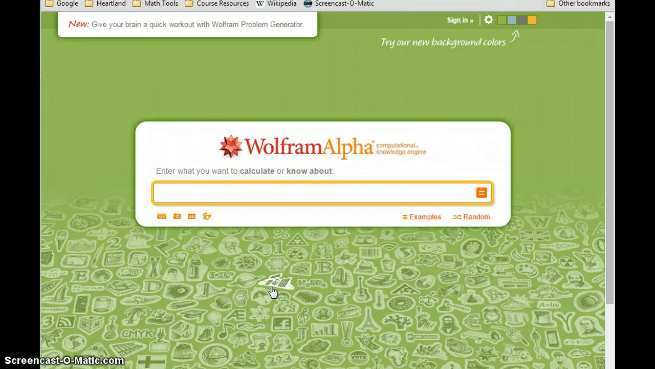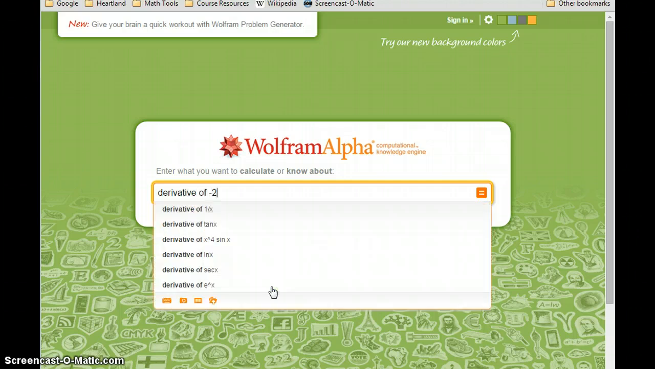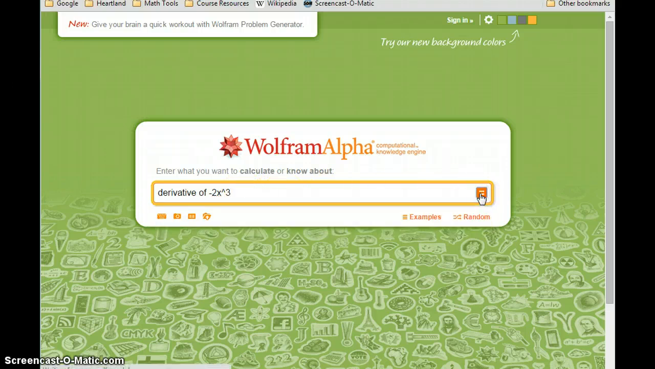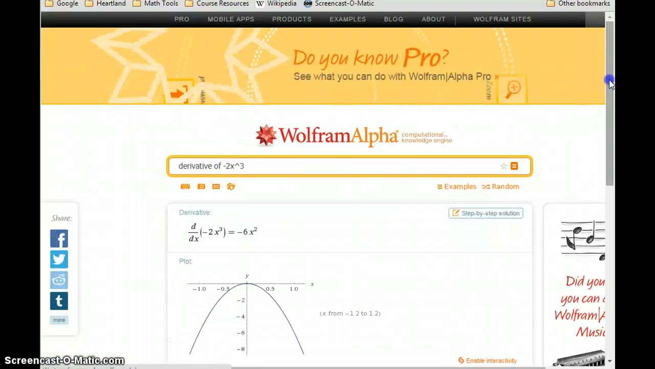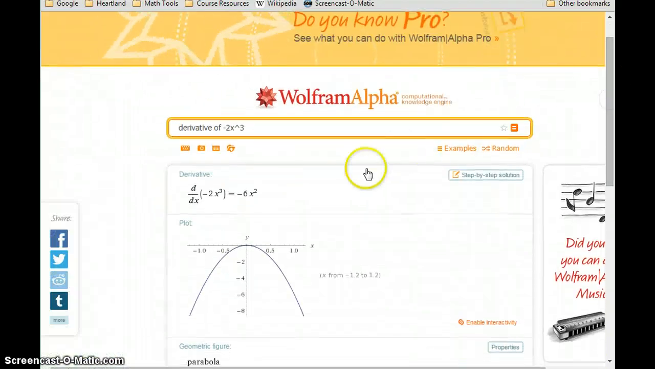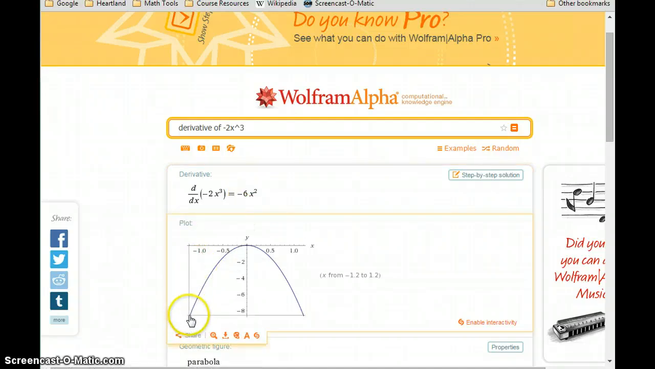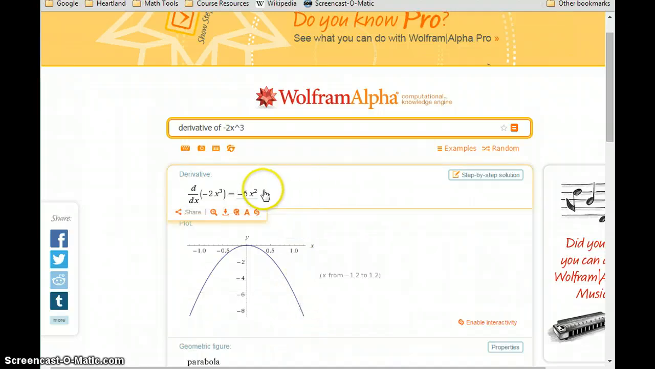So in example 1, we want to find the derivative of negative 2x cubed. Wolfram Alpha is very intuitive, so we can just tell it what we're looking for, type in that function, and evaluate. And we get the derivative as negative 6x squared. In addition to that output, it's going to give us a graph of the derivative function and some other things as well. But what we're interested in is that derivative function.